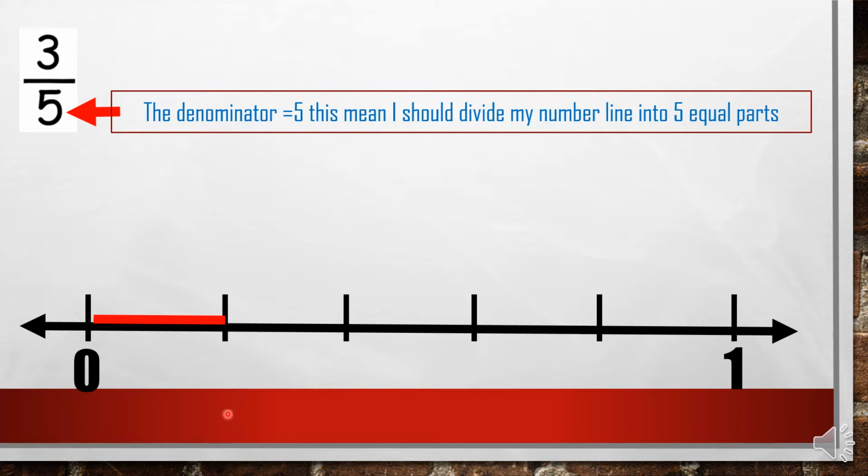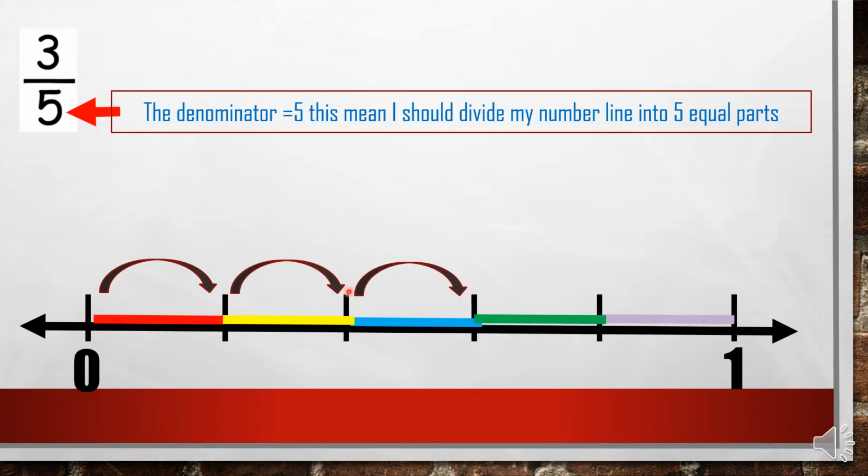So from the 0 till the first line, it will be the first part. One more step, this means that this is my second part, third part, fourth part, and fifth part. So the distance from 0 till this line shows only one part. Second part, third part, fourth part, and the fifth part.